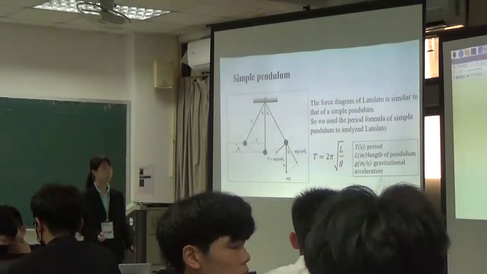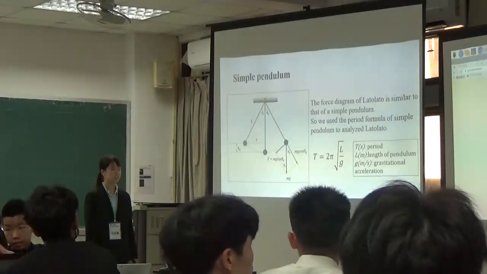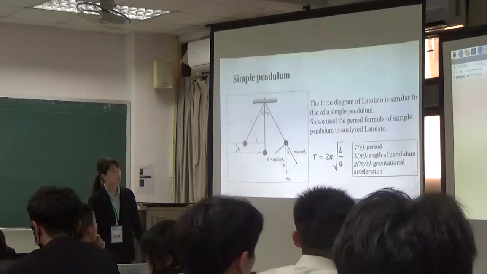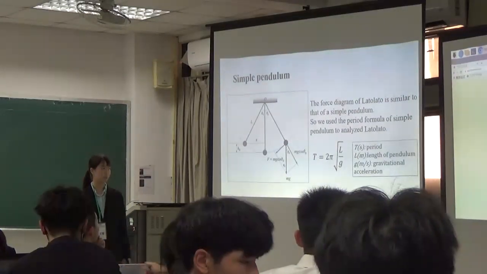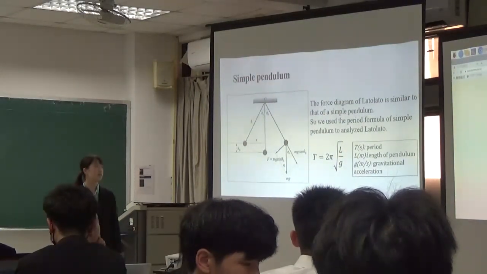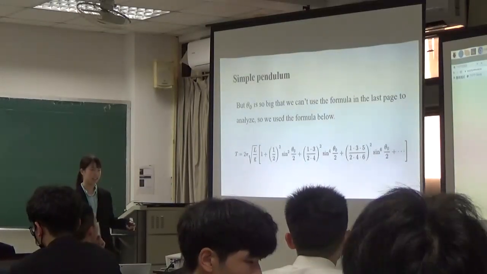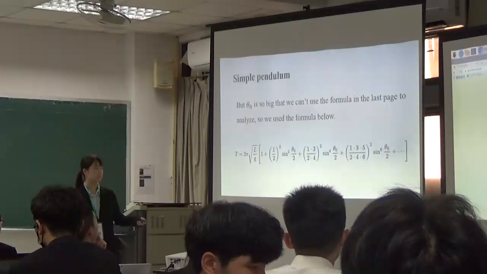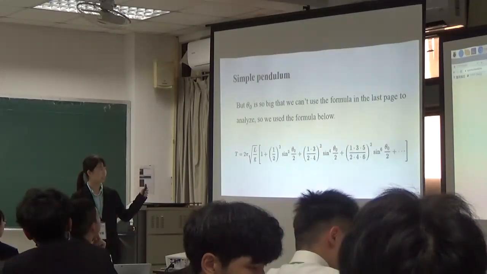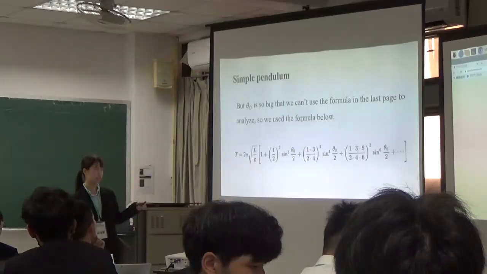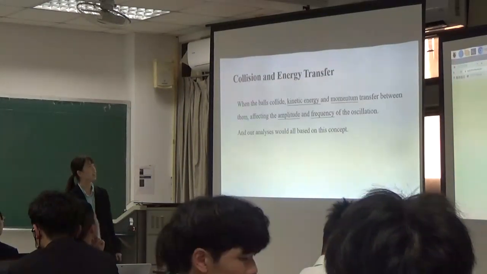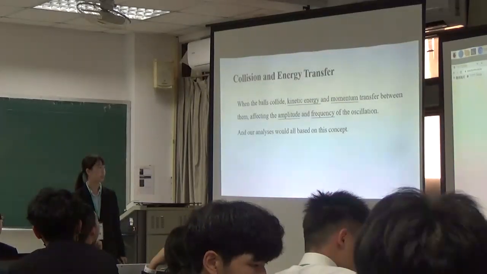Because the force on the lato is similar to the simple pendulum, we can use the period formula of the simple pendulum to analyze the lato. But because the angle is too big, we use the formula on the next page. So this is the period equation for the big angle. And next is the collision and energy transfer.